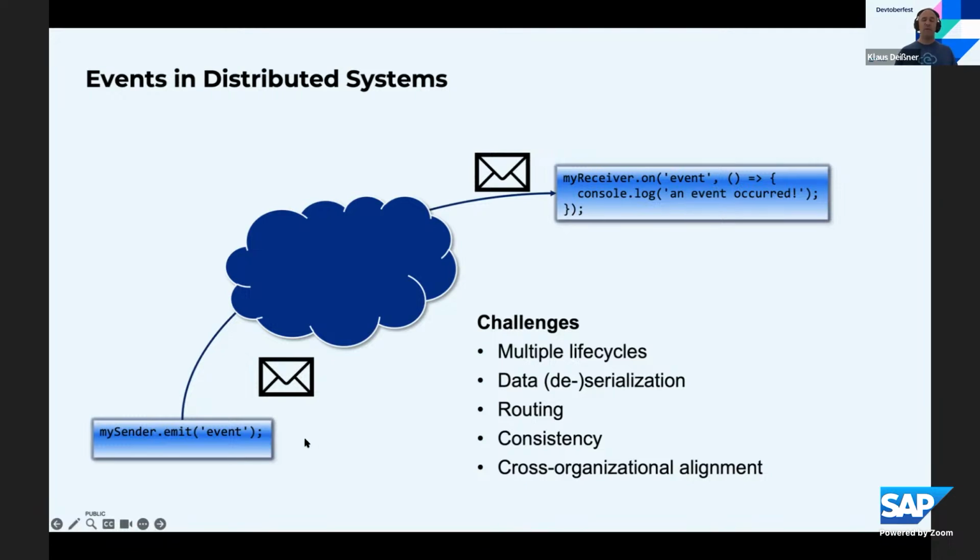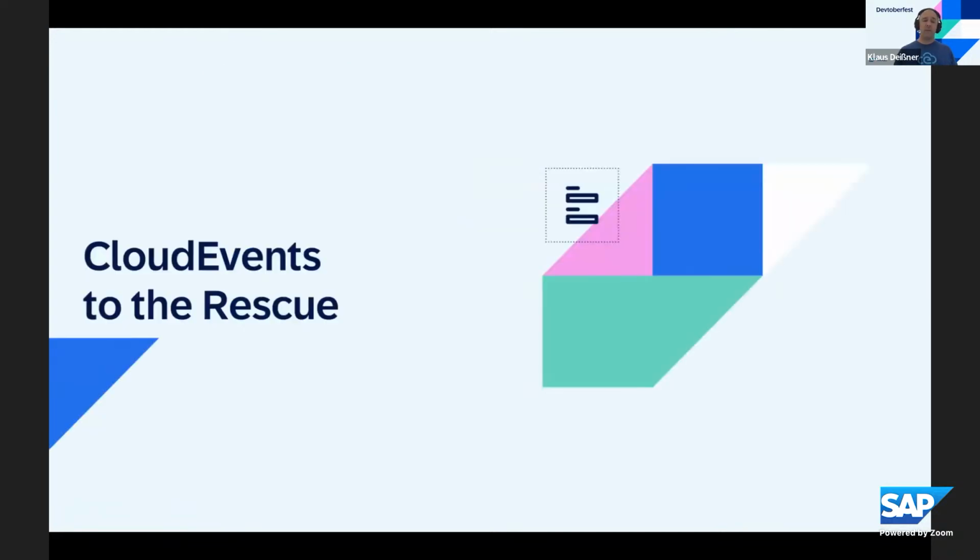So what's the structure of the data inside, things like this. And of course, the messages that contain the events need to be routed accordingly so that all the receivers also get those messages. Serialization, deserialization of data, all this are challenges when you send those events over the network. And that's where the CloudEvents come to the rescue.